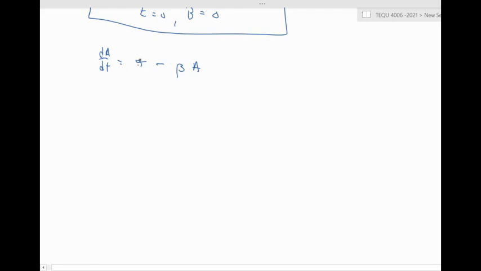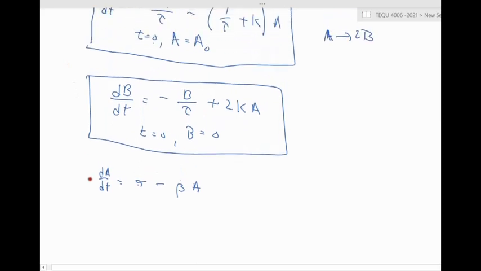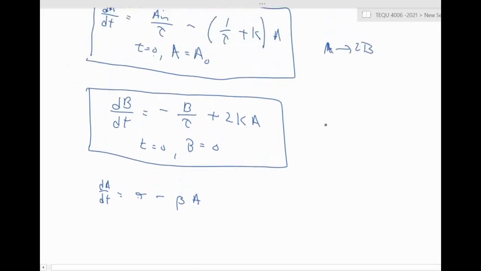Remember, alpha is a constant. By definition, what I'm saying basically is that alpha, right here, is the concentration at the inlet over tau, and beta is 1 over tau plus k. See? That's it. All right, there we go.